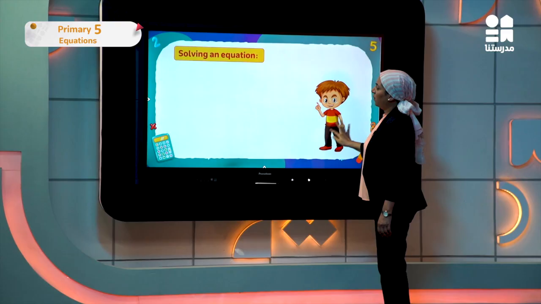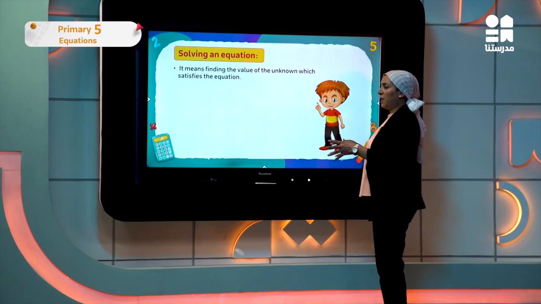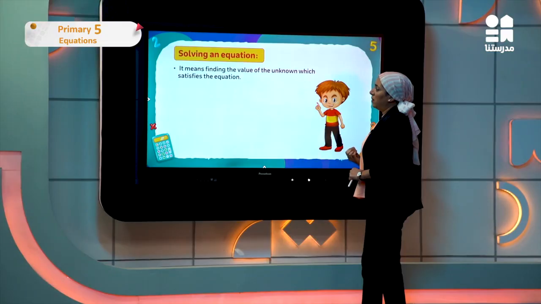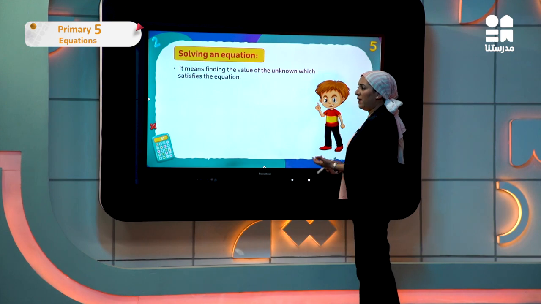Okay, so here we want to apply what we have just discussed on a real example. So here, solving an equation معناها إنه I want to find the value of an unknown. عايزة أعرف قيمة مجهول. And the unknown that I will find its value, لازم when I find the value يبقوا it satisfies the equation, or I use the terms that I have to get the right answer.